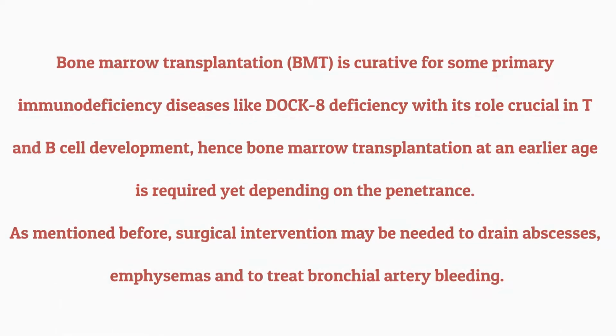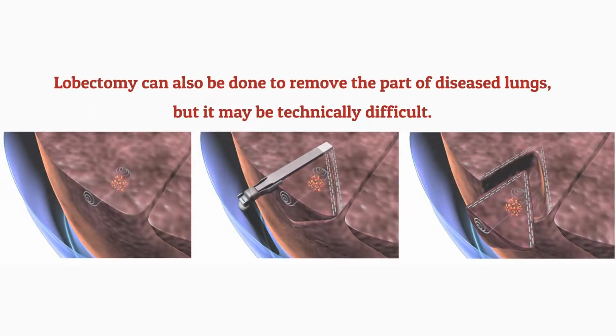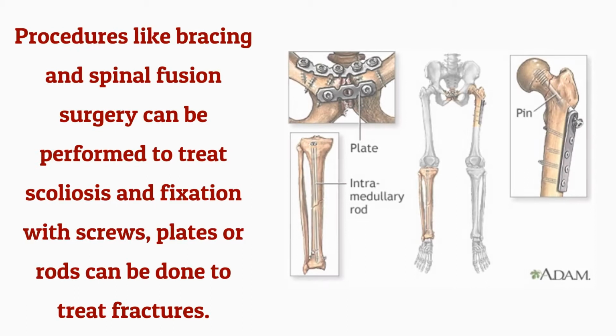As mentioned earlier, surgical intervention may be needed to drain abscesses, emphysemas, and to treat bronchial artery bleeding. Lobectomy can also be done to remove the part of diseased lungs, but it may be technically difficult. Procedures like bracing and spinal fusion surgery can be performed to treat scoliosis, and fixation with screws, plates, and rods can be done to treat fractures.